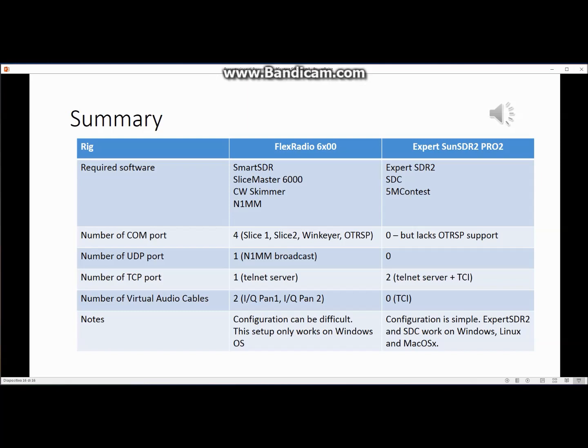ExpertSDR provides nearly the same tools as Flex, but it has the TCI protocol that simplifies the whole configuration. As you can see in summary, using a Flex 6000 plus N1MM you have to configure 4 COM ports, 1 UDP port, 1 TCP port and 2 virtual audio cables. Using a SunSDR2 you just need 2 TCP ports. All the other stuff is done behind the scenes using the TCP network protocol.